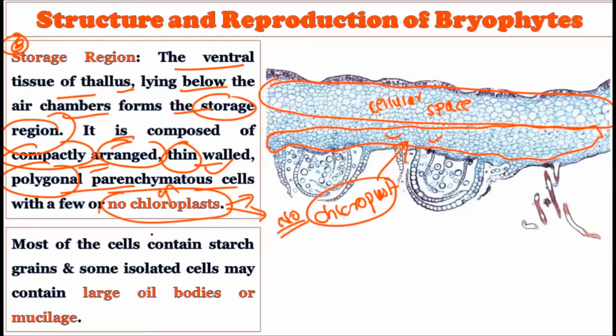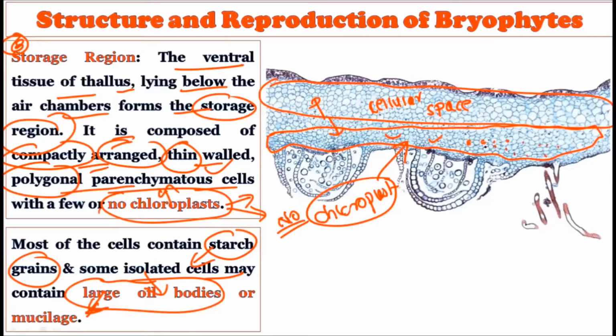Whatever starch is created in the process of photosynthesis in the photosynthetic region is stored as starch grains, and some isolated cells may contain oil, large oil bodies or mucilage. So starch grains, large oil bodies or mucilage are stored in this compact region. This compact region contains the large oil bodies or the stored starch grains, and that is why we call it the storage region.